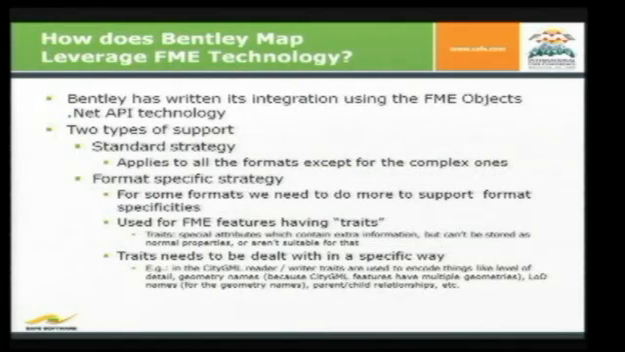We have written our implementation using the FME Objects .NET APIs. I don't know if many other vendors do that, but we've jumped on the opportunity to use the .NET API. We have two types of support. We have the standard strategy, which applies to pretty much all formats, or formats that we haven't tackled yet. And we also have format-specific strategies, which take advantage of special things, special attributes. That's the case, for example, for CityGML and other formats which just don't fit in the typical FME object. So FME has defined some special objects or attributes that we can leverage to make sense of the data.